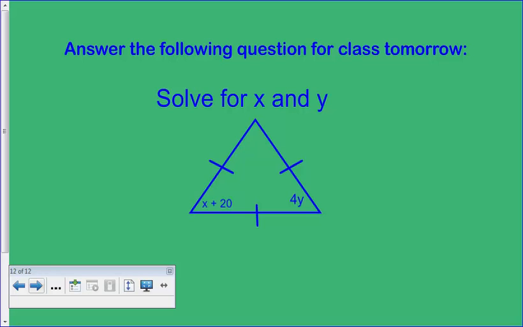All right, so tomorrow we would like you guys to bring in this question answer. So solve for x and y in this following triangle. So we're not going to go over this one with you right now. This is on your own. Please have it ready so we can discuss it in class.